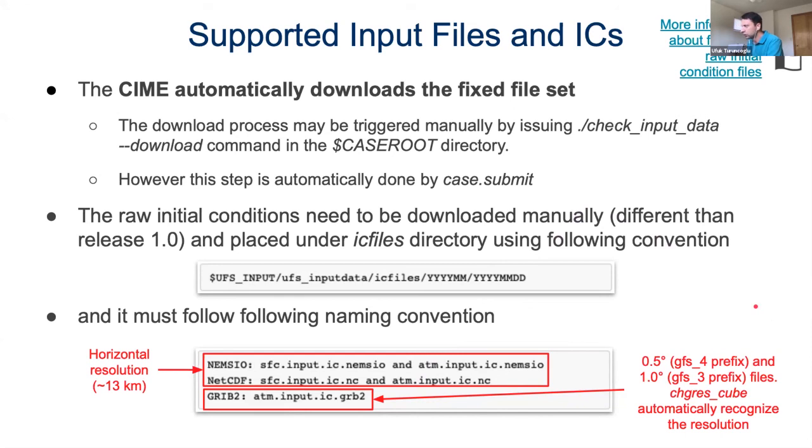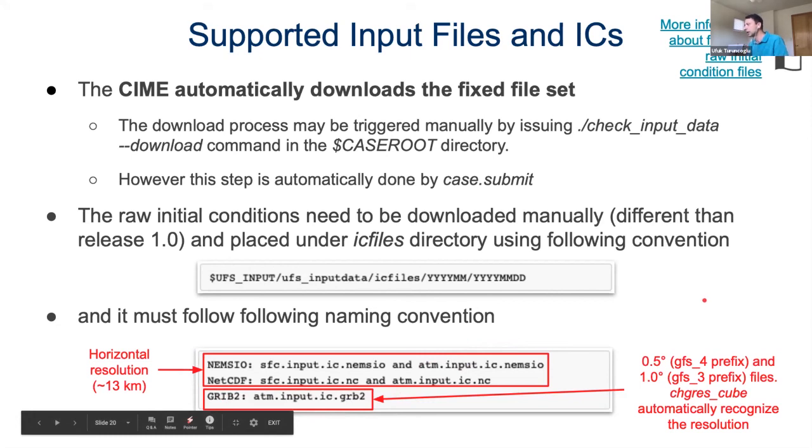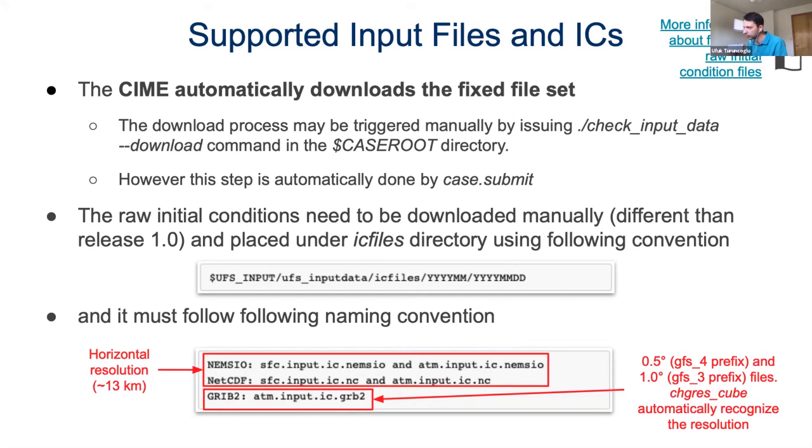I just want to point out an additional important thing here. For GRIB2 format, you have two different choices. You can use 0.5 degree resolution, or you can use 1.0 degree resolution. But based on this convention, you can't have both of them in the same directory, because there is no way to define the resolution here, because the GRIB2 convention is something like that.